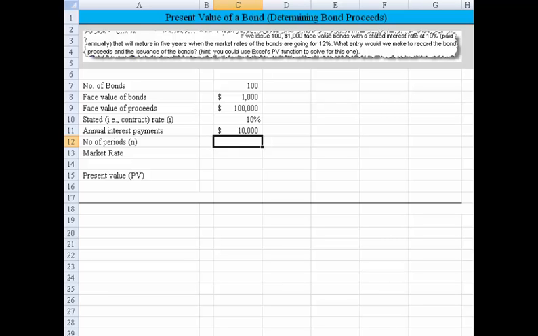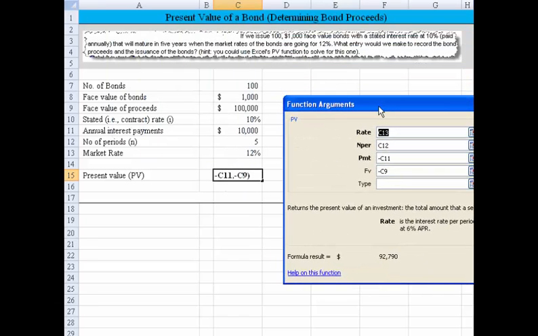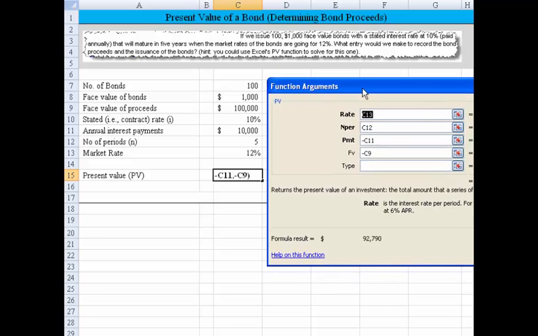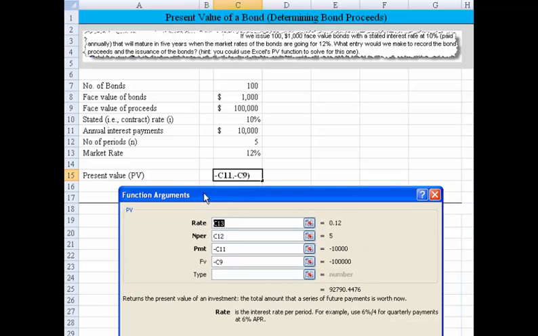All right, the number of periods is 5. They're annual bonds, and the maturity length is 5 years, and then the market rate is 12%. Now we need to compute the present value, and let me call this up and walk you through it. So I'm using Excel's present value function. We enter the rate, and that comes from cell C13, which is 12%. Let me move this where I think you can see it. I think that's better. So C13 gives us the rate we use.